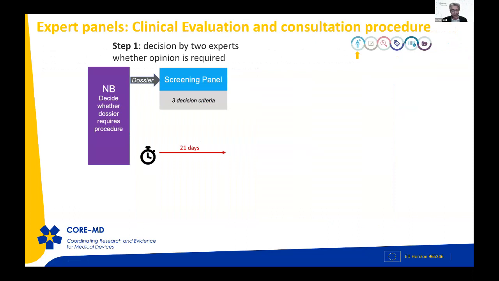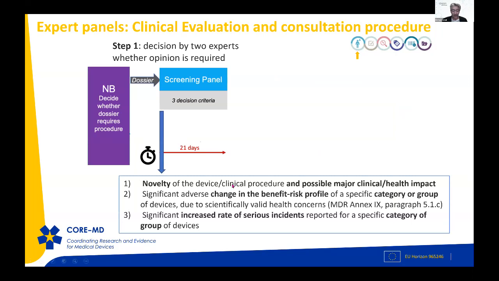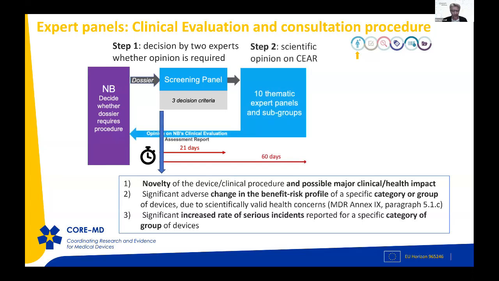And this process has two steps. Within 21 days of receiving the dossier from a notified body, as we will also hear more explicitly later from other panelists, a screening panel within the expert panels decides whether or not to proceed with the examination of the dossier on the basis of three criteria: the novelty and possible major impacts, changes in the benefit-risk profile in that specific category or group of devices, and a significant increased rate of serious incidents reported for that category or group of devices. In case of a positive decision, an opinion needs to be delivered to the notified body within 60 days from the beginning of the whole process.